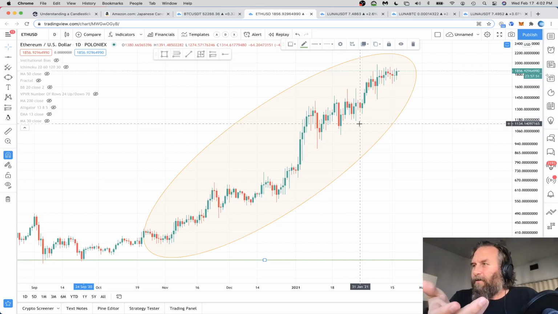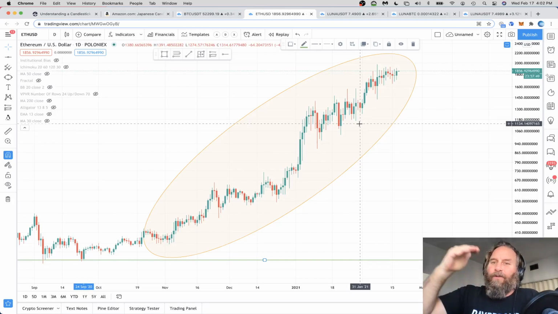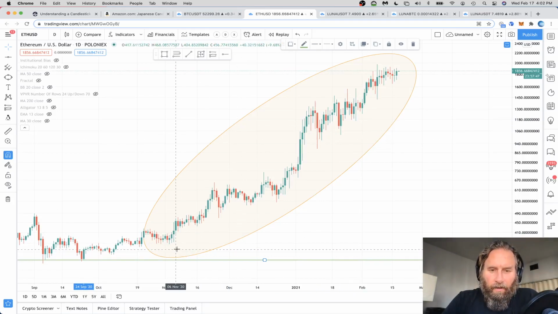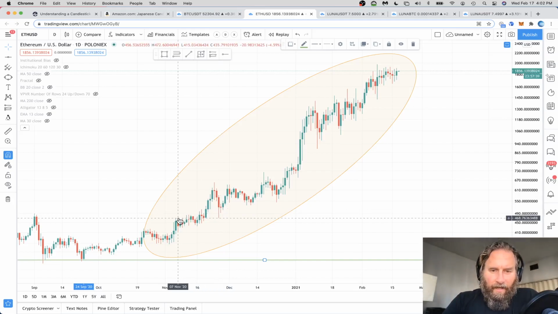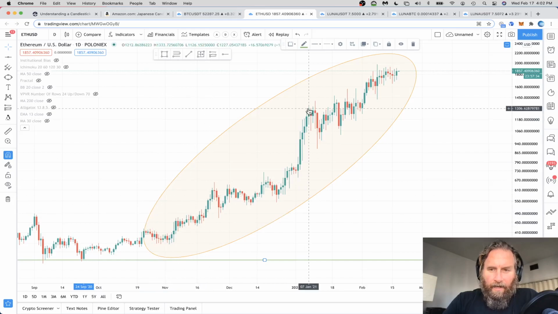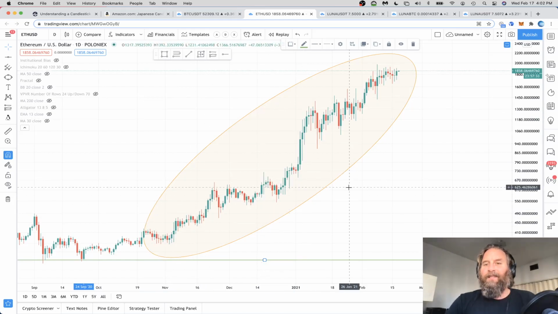What's the pattern here? The pattern is higher lows. So this low is higher than this low. This low is higher than this low, right? That's common sense. This high is higher than this high. This high is higher than this high. That's a dead-on bullish trend right there, right? We got higher lows and higher highs, right?